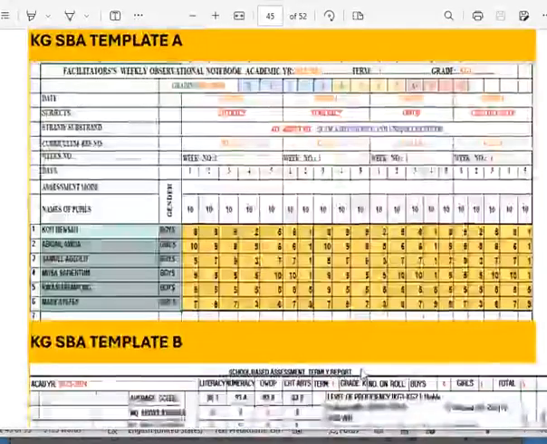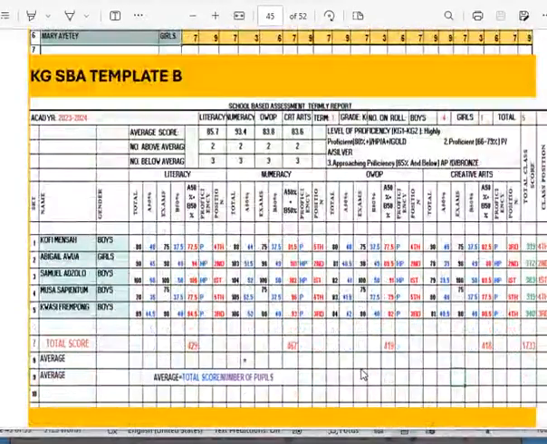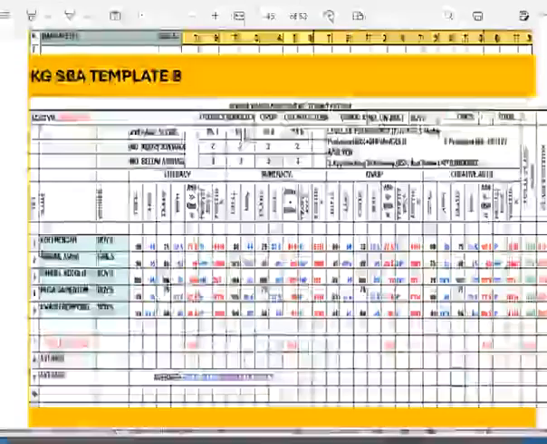Then when you are done, this KG SBA template will be translated onto their report card at the end of the term. So here we have, let's identify the features.